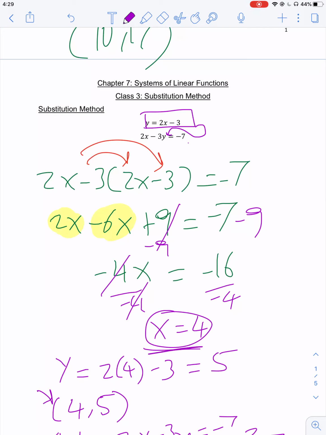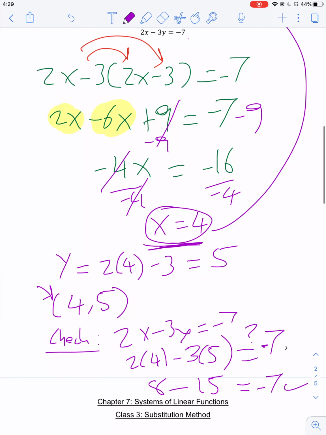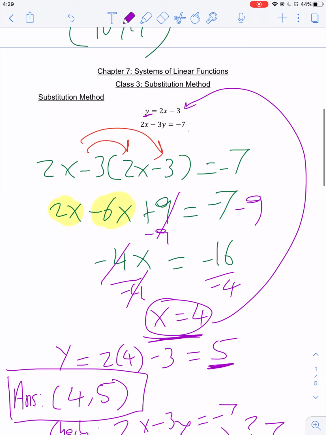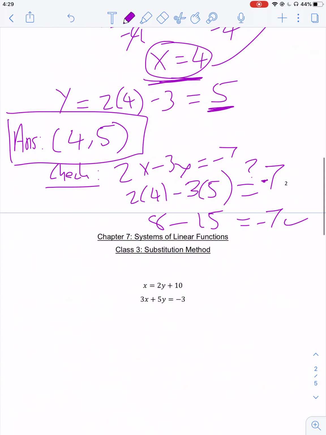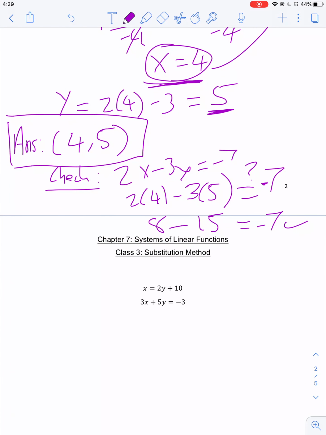Solve for x. Once you find x, then plug this x value into your first equation. Why the first equation? Because the first equation will give you the y value. Okay, so once you find your y value, which is what I did over here, then this is your point of intersection. Okay, so this is your answer. But just to be sure that you did this correctly, validate the second equation. Okay, plug in x is equals to 4, y is equals to 5 in your second equation, and see if you actually do get -7, which is what I did over here, and I did get -7. Okay, so that means I've done this correctly.